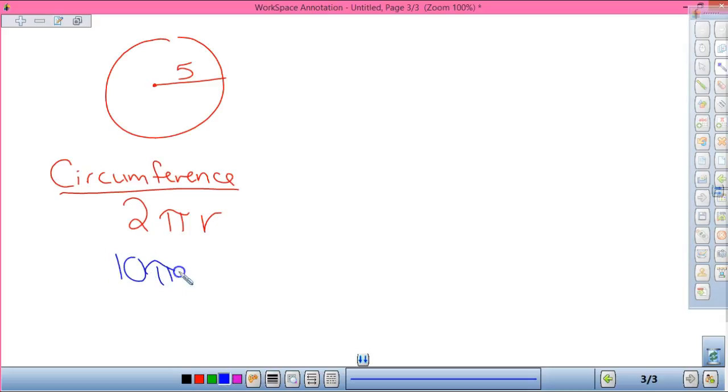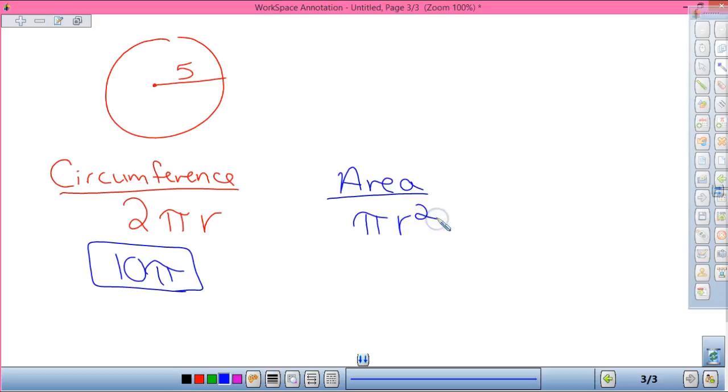10 pi. Now, most of the assignments are going to tell you to leave it in terms of pi. And what that means is just leave it as 10 pi. Okay? If they ask you for it to the nearest tenth, then you would multiply 10 times pi. Okay? So then the area, which I heard from a few people, is pi r squared. Yep. So in this case, r squared is 25 pi.